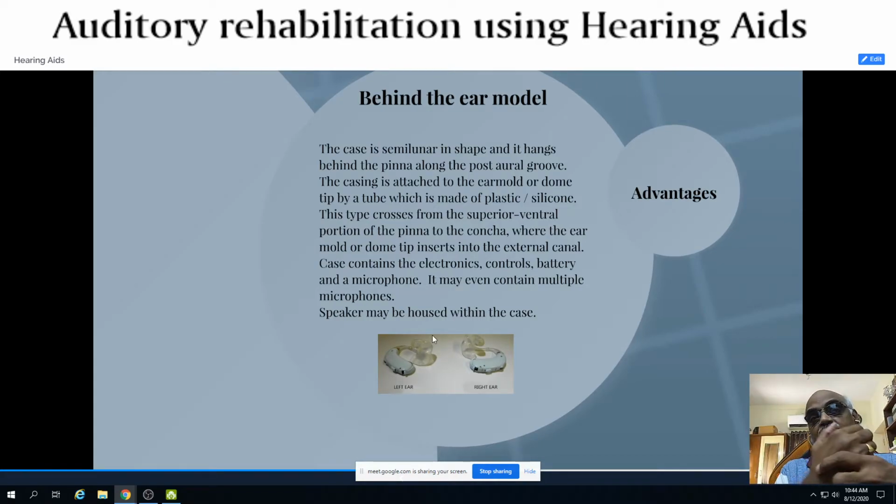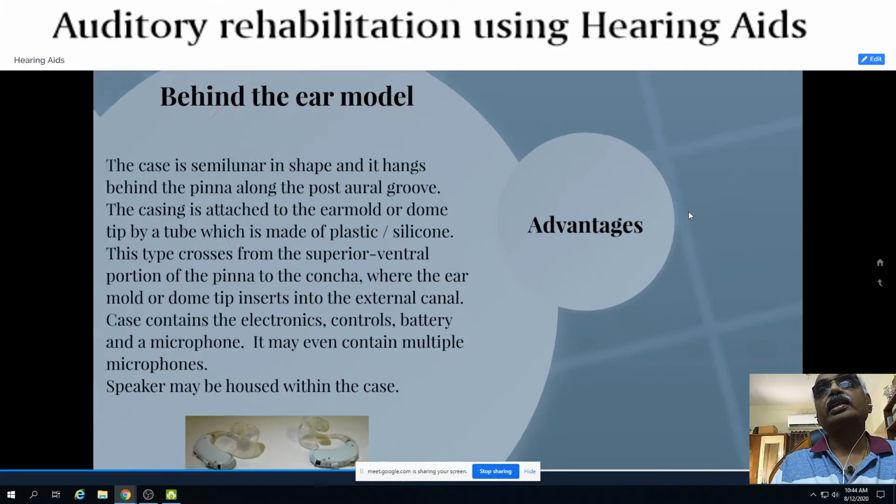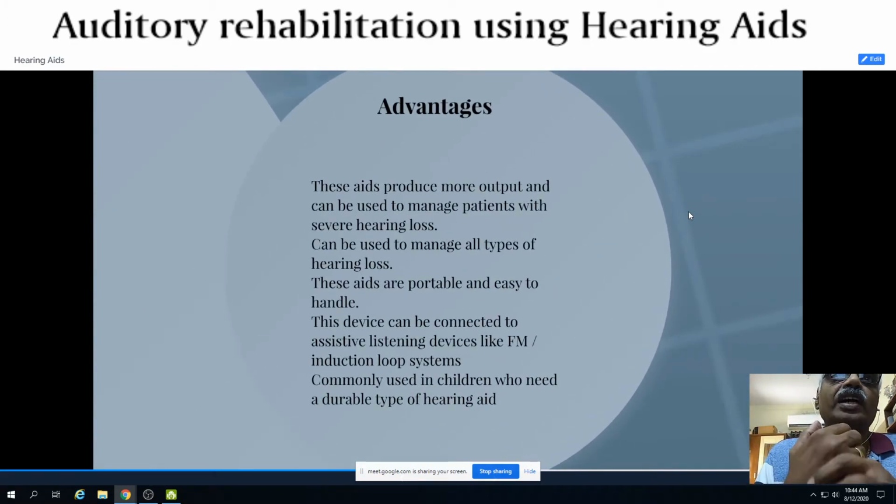The speaker which generates the sound can be housed within the case. And this unique design has various advantages. It is highly portable, and it produces more output. The output is nothing but the amount of amplification. So it provides better amplification, and hence it can be used to manage patients with severe hearing loss, and it can be used to manage patients with all types of hearing loss. This device has another unique advantage. It can be connected to other listening devices like FM or induction loop system.